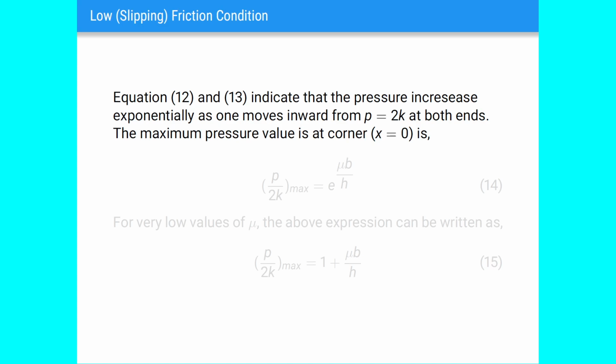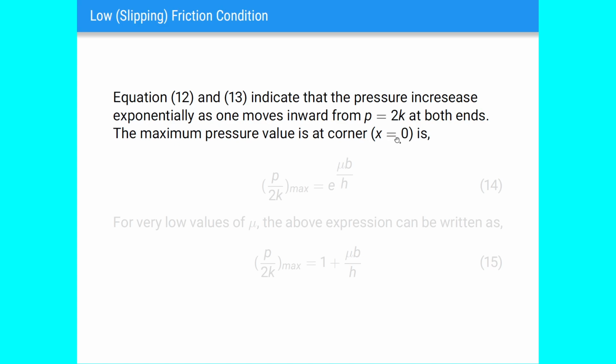Give me a second, let me bring the pen so that I can note down. So I have to correct here. This is not the corner, this is the center. x equal to 0, because the corner will be at x equal to b by 2.